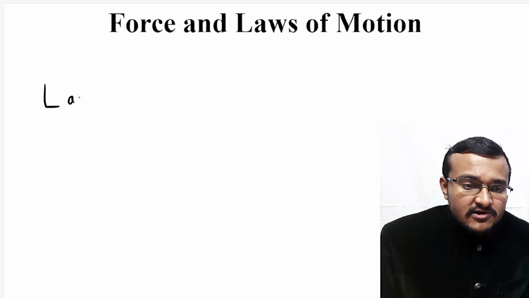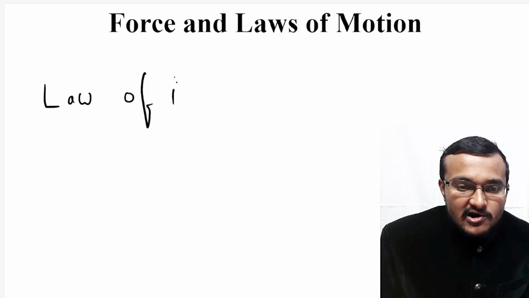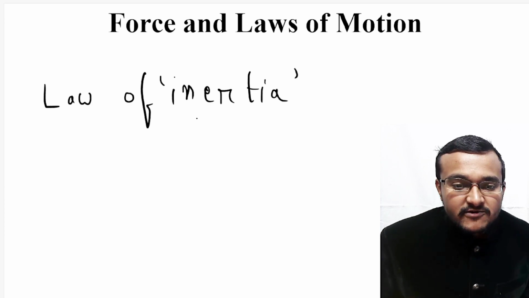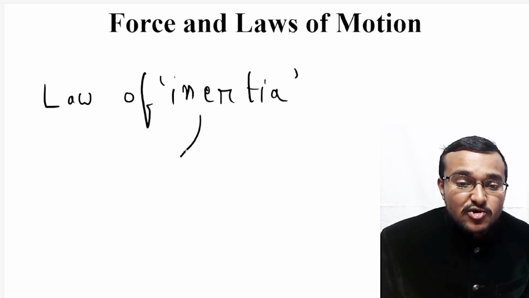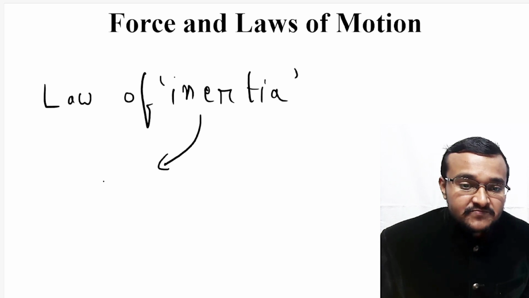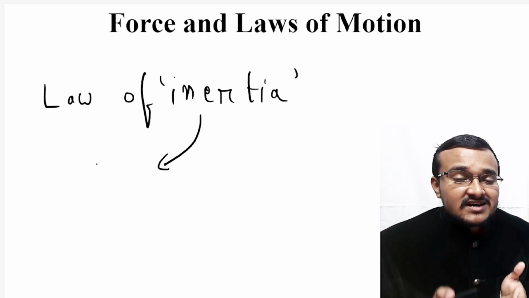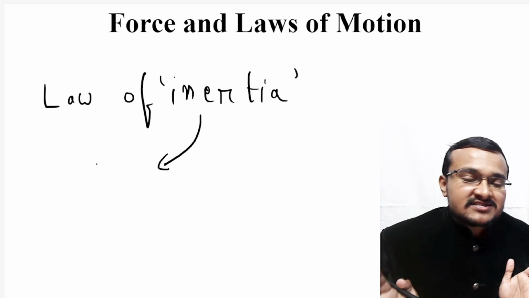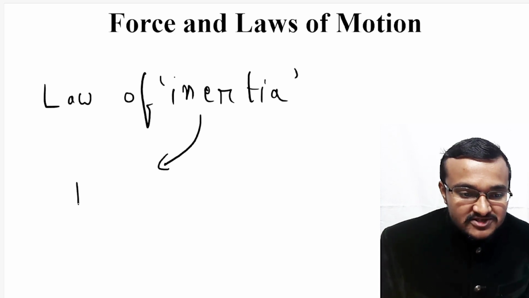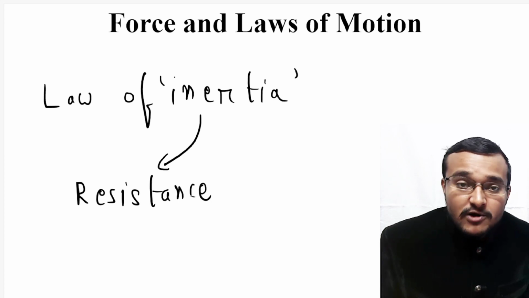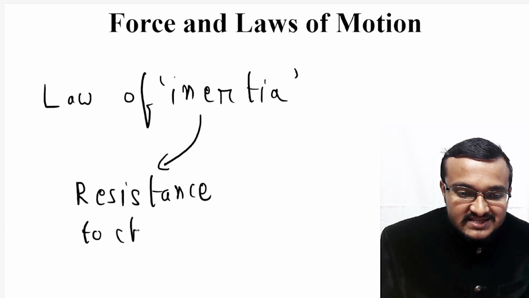This first law of motion is also known as the law of inertia, because when an object is in a state of rest or in a state of motion, it has a certain amount of inertia. So what do you mean by inertia? Inertia is the resistance to change its state of motion. Always remember, inertia is the resistance of an object to change its state of motion.